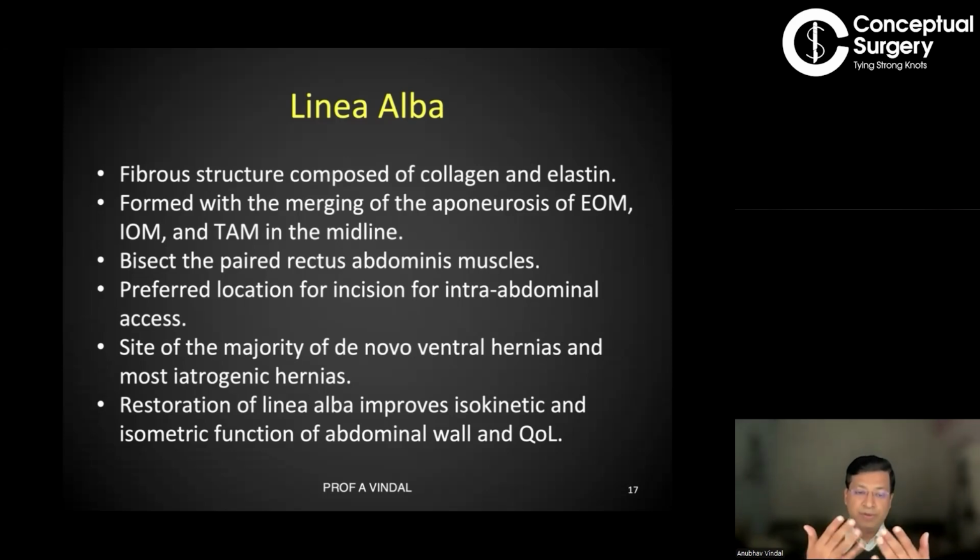Also, because the fibers are mainly elastin and collagen, and they are arranged in a crisscross manner, there are small defects in between through which the nerves and the vessels pass. And because of the continuous increase in the intra-abdominal pressure, sometimes these defects enlarge and the extraperitoneal fat or the preperitoneal fat emerges out and forms a ventral hernia in the form of an epigastric hernia or a paraumbilical hernia. So most de novo ventral hernias arise from the linea alba.